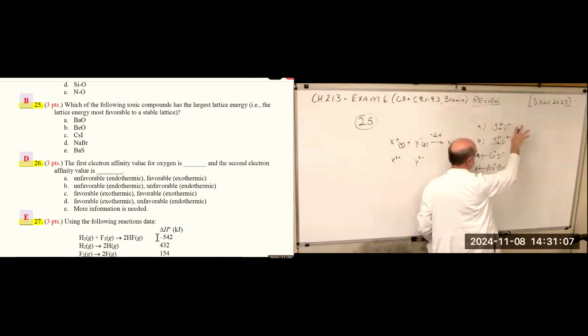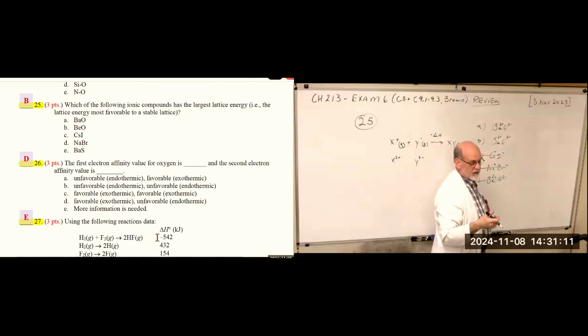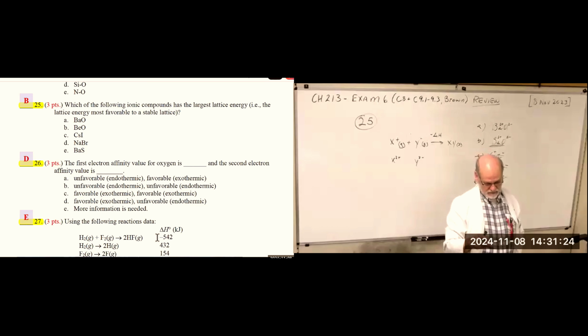Then we can compare these two. These oxygen ions are going to be the same size, but the positively charged ion is going to be more dense in charge for beryllium because it's smaller. So beryllium oxide is your strongest lattice energy.